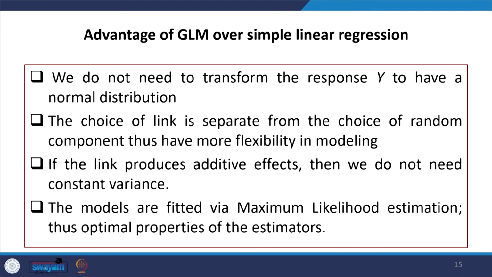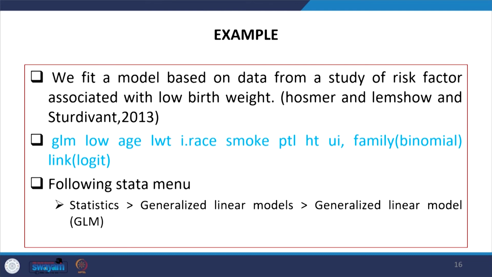If the link produces additive effects, then we do not need constant variance. The models are fitted via MLE, maximum likelihood estimation, thus optimal properties of the estimators are also defined. One example will also be shown to you, and on the basis of that you can think about how to derive the result and be confident about it.